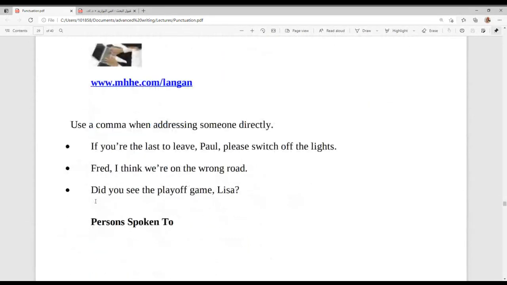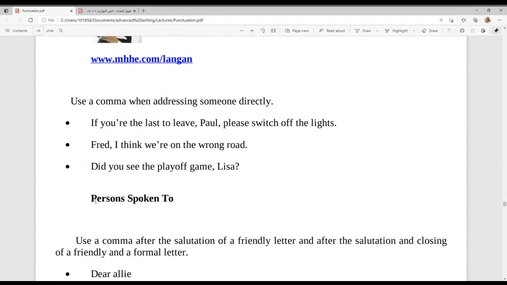Now, other uses for commas. Use a comma when addressing someone directly. If you are the last to leave, comma, Paul, comma, please switch off the lights. Look here. We use a comma because you are addressing someone directly. Fred, comma, I think we are on the wrong road. Did you see the playoff game, comma, Lisa? So the first one: use a comma when addressing someone directly.